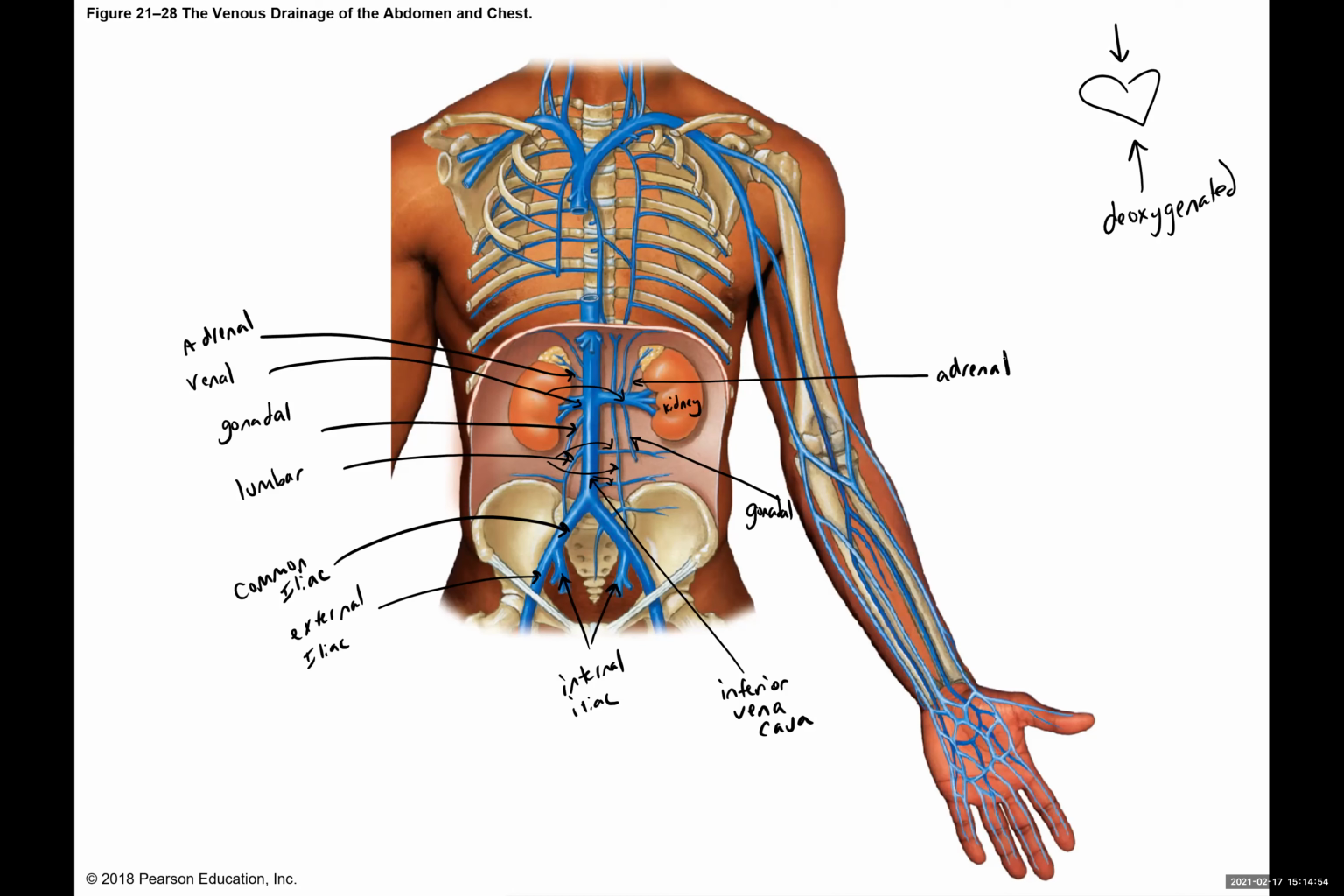We also see on both sides the phrenic vein, which remember is referring to the diaphragm. And then right here, we see a bundle of veins together, which we'll see are going to be hepatic veins. And we're going to look at these in just a little more detail.